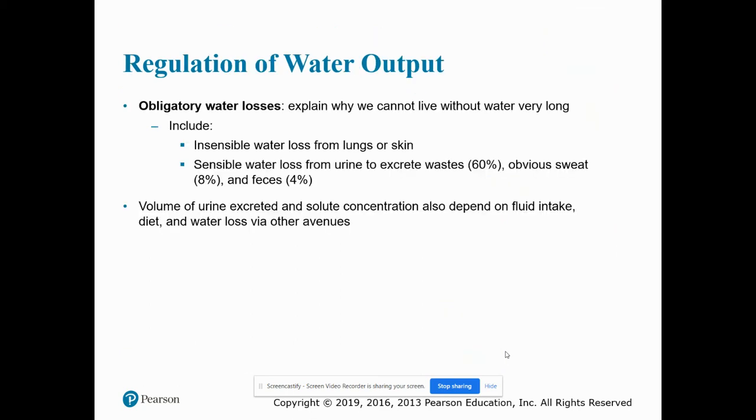Obligatory water losses explain why we can't go very long without water. And this includes the insensible water loss from skin or lungs, and then sensible water loss from urine to excrete waste, obvious sweat, and feces. And then the volume of urine excreted and solute concentration also depend upon fluid intake, diet, and water loss via other avenues.